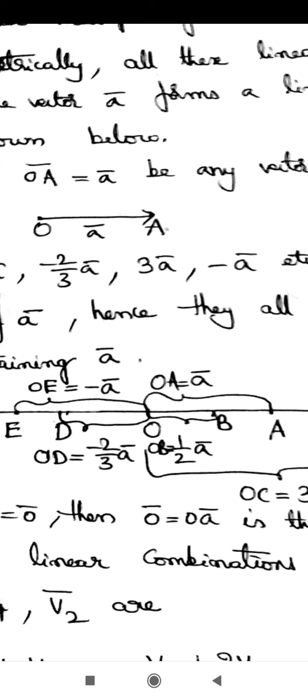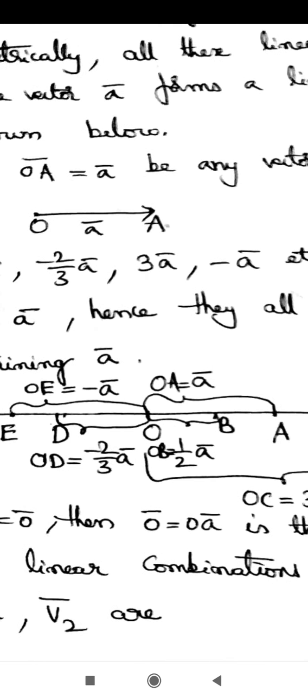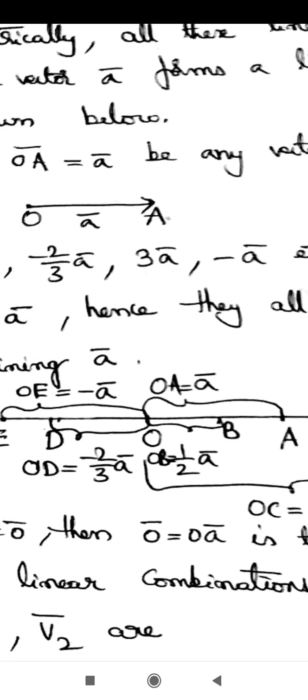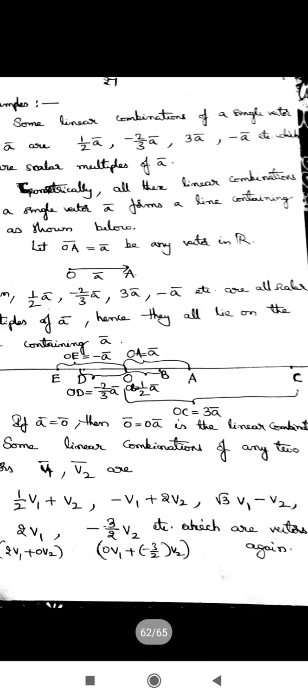One is in the right direction from O to A, and the other is from O to the left side, that is, the negative direction. Hence OA is equal to A bar and OE is equal to minus A bar. And there is one more vector OC, and this vector denotes 3 times A bar. This will be of magnitude 3 times A bar and will have the same direction as OA. That is how OA and OC are on the positive side of the origin, on the right hand side of the origin.